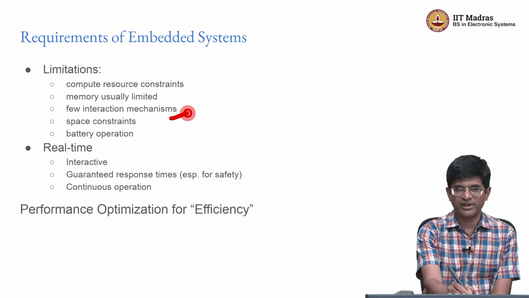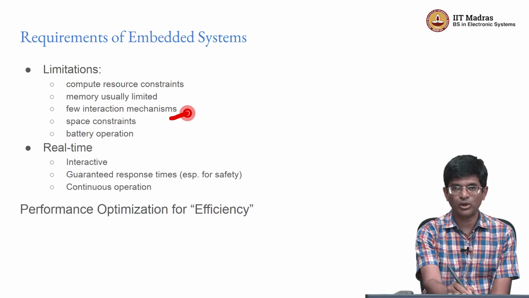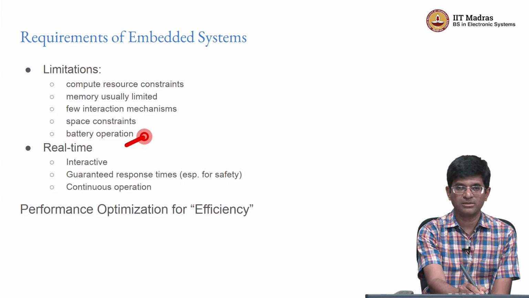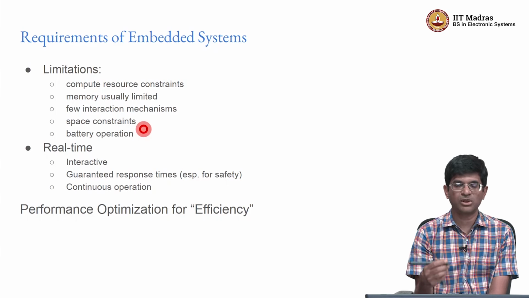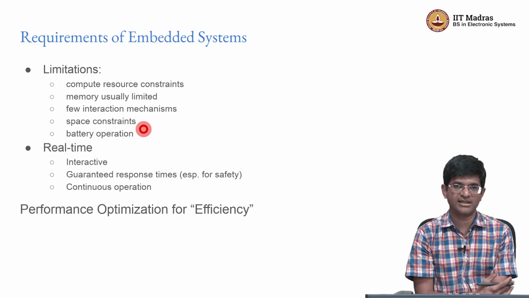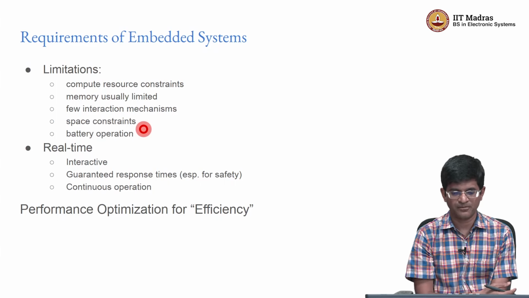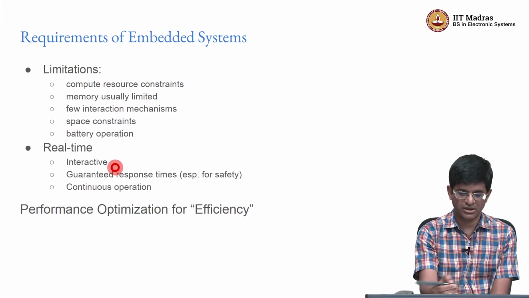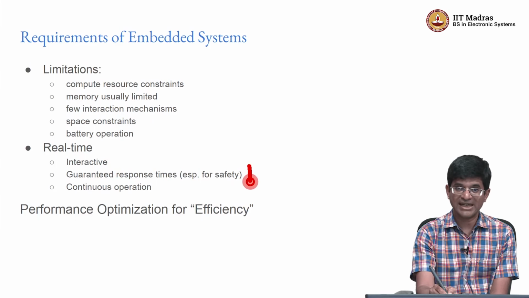The number and type of interaction mechanisms are limited. Maybe you have only a keypad, so you can't really get arbitrary characters entered, right. There might be space constraints. You have only a limited amount of space available on a fitness band. You can't make it very big and bulky, and you also need to run it off a battery. So given all of these constraints, you have to have something which can work within them and still deliver useful functionality. There might also be certain requirements such as interactivity, and something like guaranteed response times.